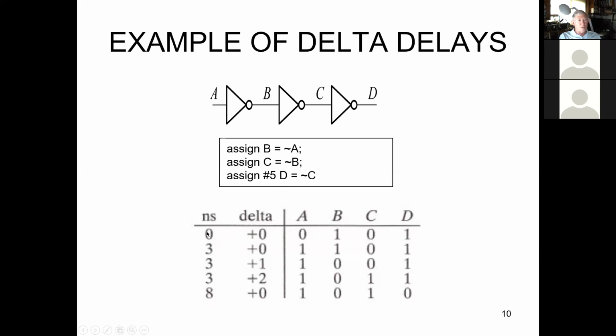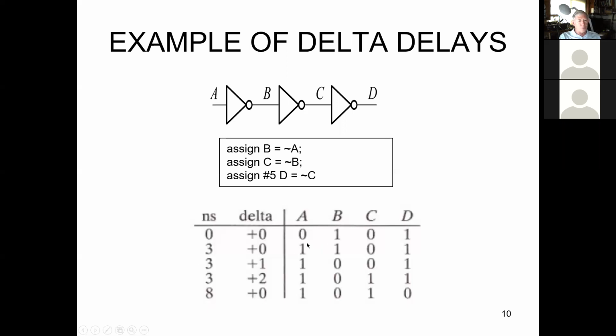So at 0 nanoseconds, let's say A is 0, B is 1, C is 0, and D is 1. This is what you're initialized to. And then you add 1 delta delay. That adds 1 delta delay. Now, at 3 nanoseconds, everything except this 5 nanosecond delay will have run.